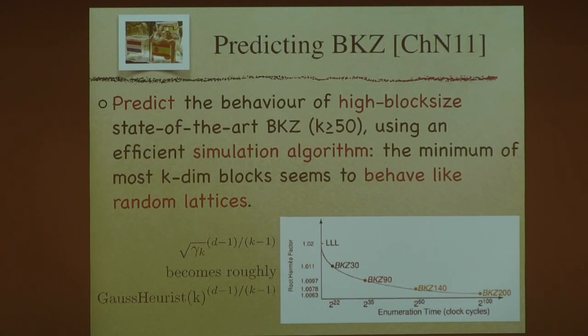So essentially what it tells you is that if you run a high block size algorithm, what you get is the Gaussian heuristic raised to this exponent, the same as the Minkowski inequality. So you replace the Hermite constant by the Gaussian heuristic.